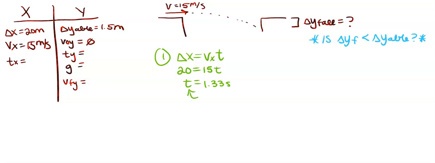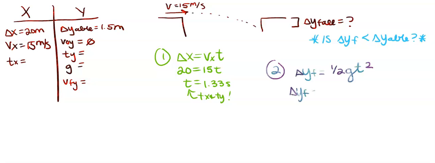In that situation, she's moving forward to get to the other side and falling at the same time. So time x and time y are both 1.33. From that information, we need to figure out how far down she's going to fall in that 1.33 seconds. We're going to use the free fall equation again here because v initial y is 0. So delta y of the fall is 1/2 gt squared. We need to figure out what that delta y is: 1/2 times negative 9.81 multiplied by 1.33 squared. That's going to give us the value of how far she's going to fall in that time.